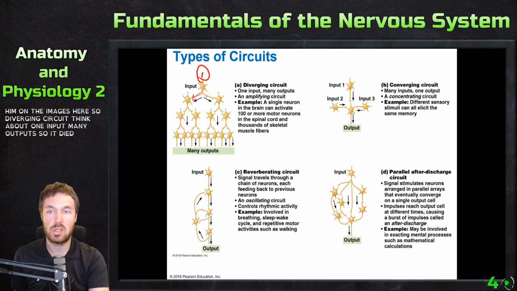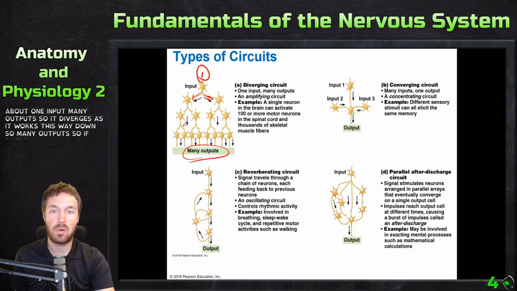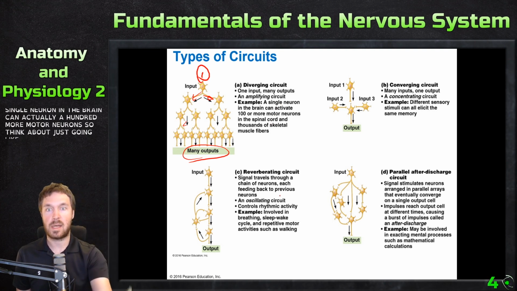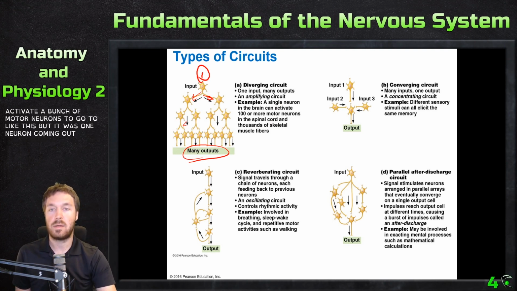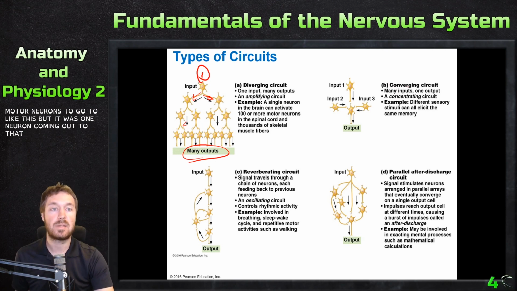So it diverges as it works its way down, so many outputs. So a single neuron in the brain can activate 100 more motor neurons. So think about just going like this. I need to activate a bunch of motor neurons to go like this, but it was one neuron coming out to that. A second type here is the converging circuit.